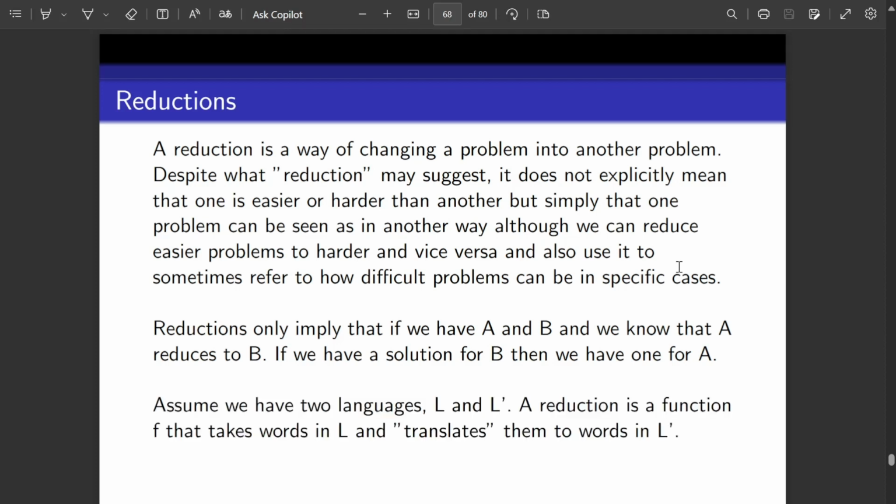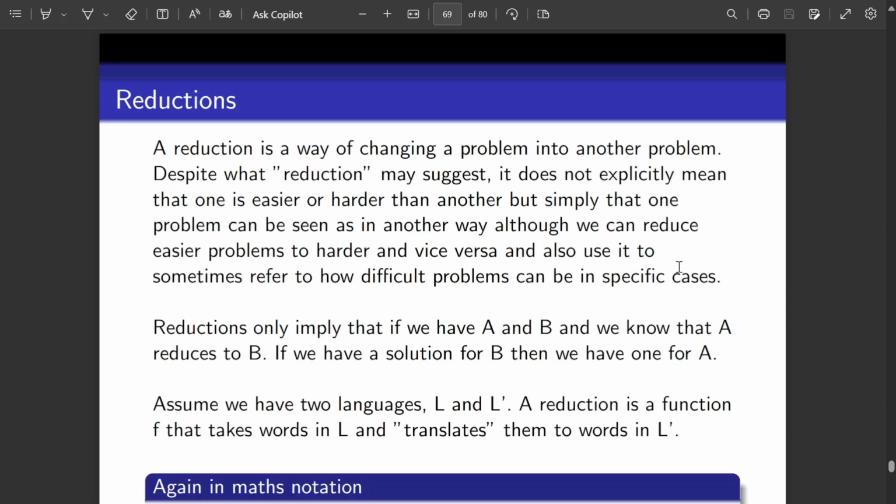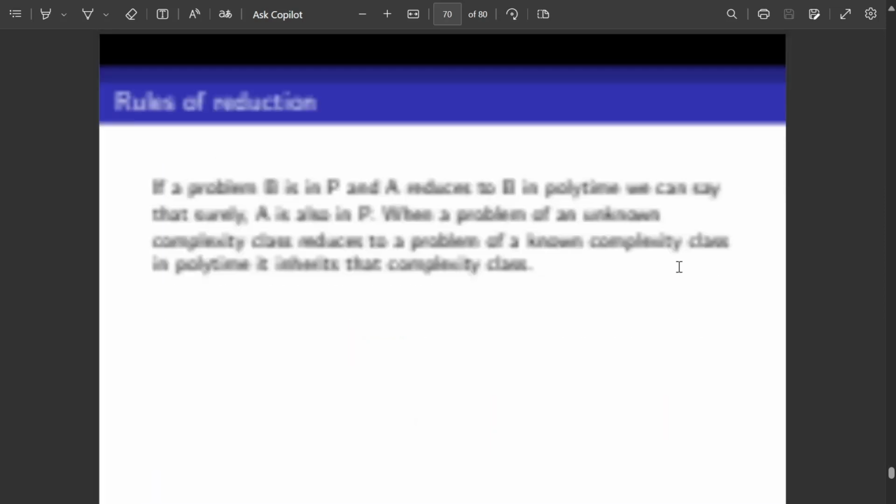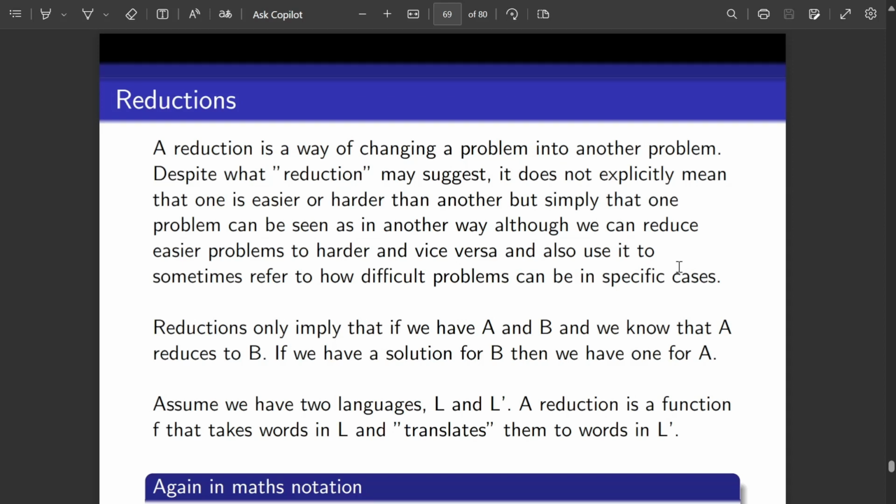So assume we have two languages, L and L prime. A reduction is a function f that takes words in L and translates them into words in L prime. So again, in maths notation, L reduces to L prime if there exists a function that maps words to words such that when x is in L, f of x is in L prime. Right, before I move on, does everybody get that?